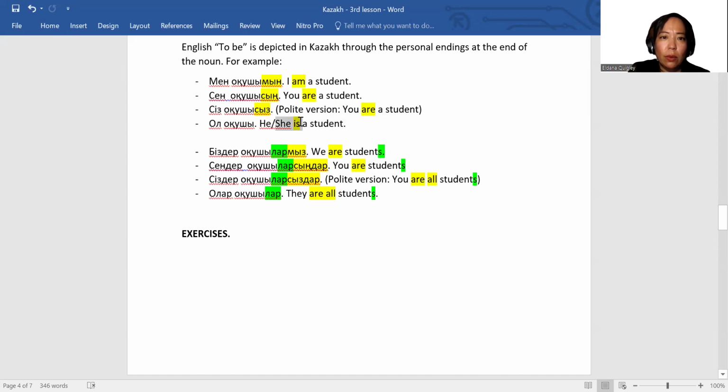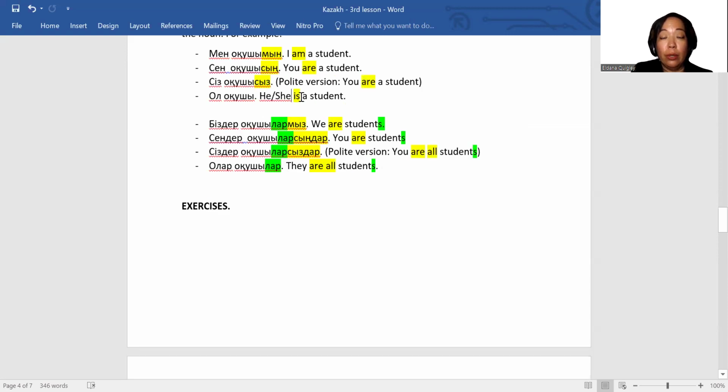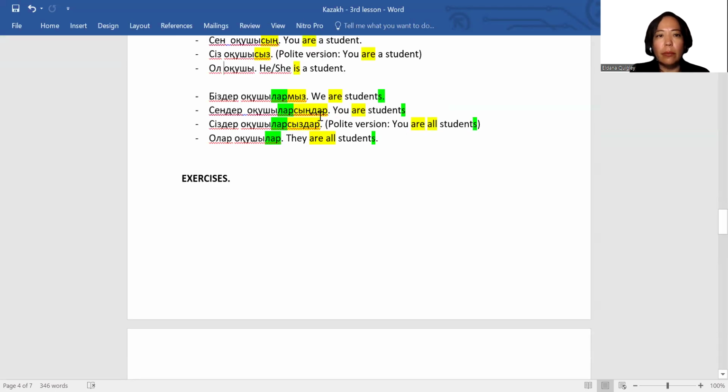Why did I highlight here that this is equivalent of мын? I am. Мен оқушымын. I am a student. Then сен оқушысың is equivalent of you are a student. Сіз оқушысыз is equivalent of you are a student, polite form. And right here, what do you see? You don't see that there's an equivalent in ол оқушы. He, she is a student. Why? Because we don't have that form here in the third person singular. We just say ол оқушы. That's it. So it's dropped, it's implied, maybe at some point it was present, but it dropped over the course of the language development. So let's just take it the way it is. This is how Kazakhs speak.